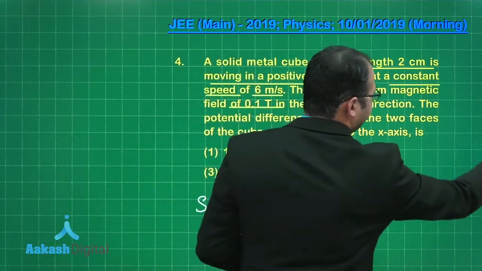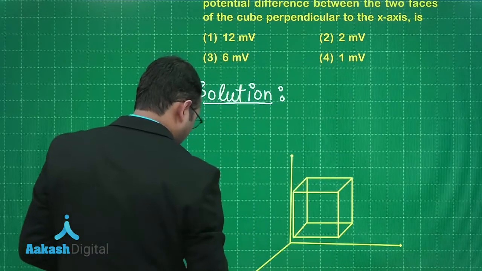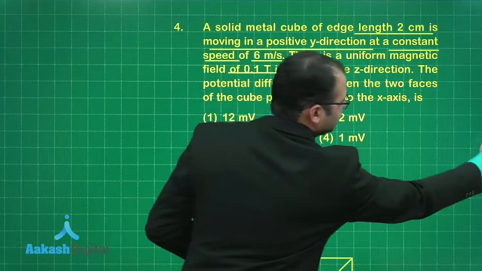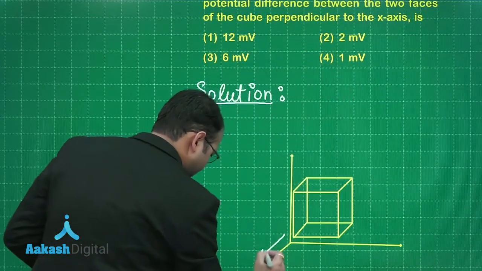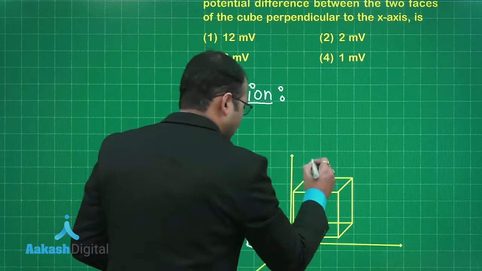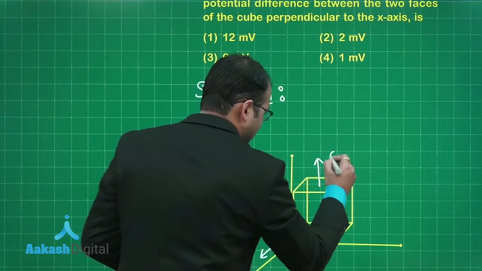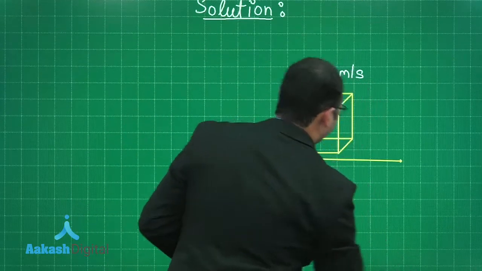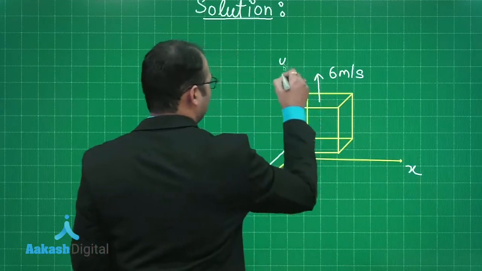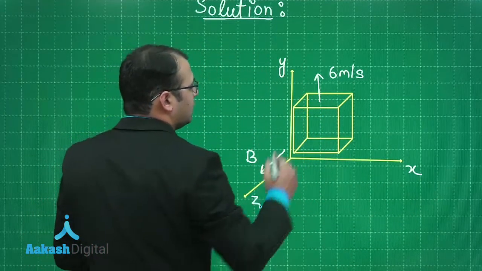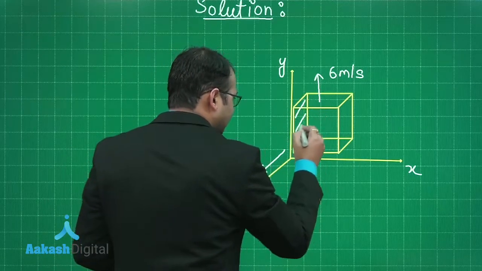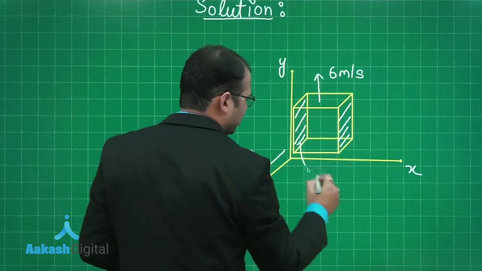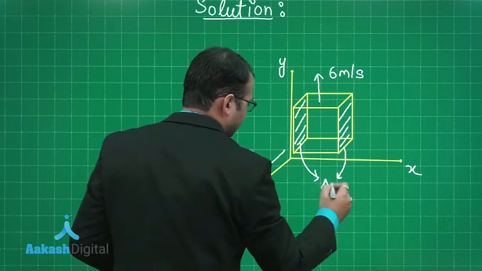Right. So as you can see here, the magnetic field given to us is 0.1 Tesla, which is along the positive z direction. So the magnetic field would be here, right? The cube is moving along this direction, 6 meter per second, right? Now let us mark the coordinates here. This would be the x-axis, this would be the y-axis, and this would be the z-axis. What we want is, we need this face and this face which are perpendicular to the x-axis, and we need the potential difference between these two, right?